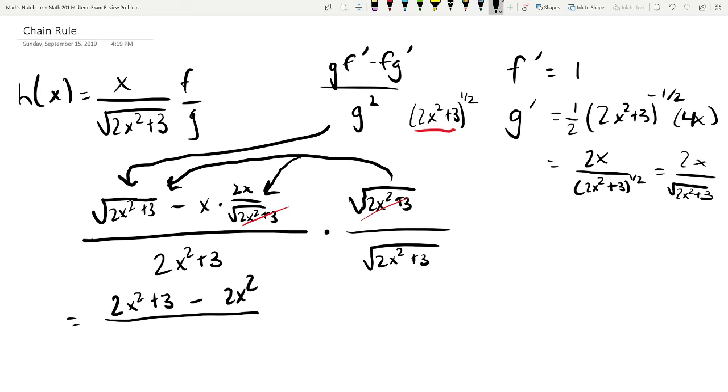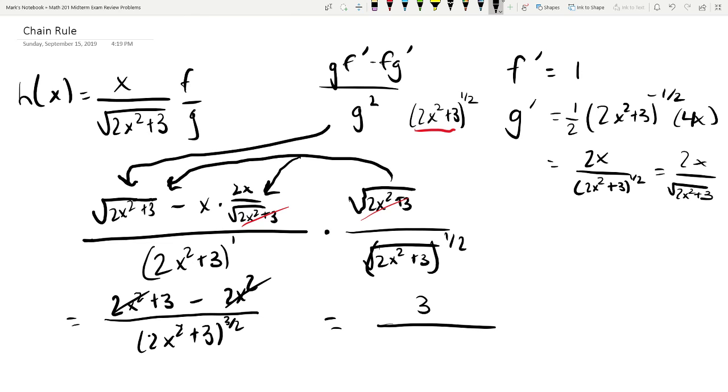And then in the bottom, we have 2x squared plus 3, which is like 2x squared plus 3 to the first. And then the square root of 2x squared plus 3, which is like 2x squared plus 3 to the 1/2. We have the same base, so we can just add the exponents, and we get 2x squared plus 3 to the 3/2 now. Okay, so our final answer with the 2x squareds canceling each other out would be 3 over 2x squared plus 3 to the 3 halves. Hope that helps, and let me know if you guys have any questions.